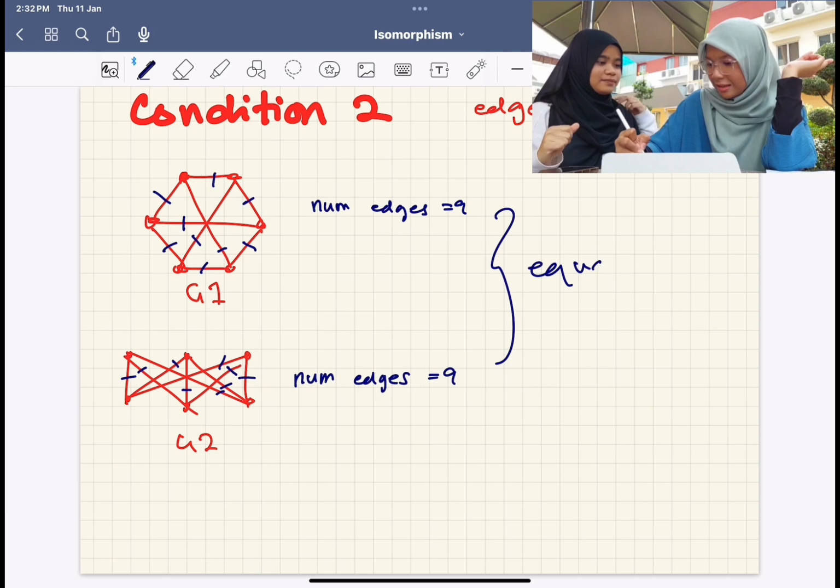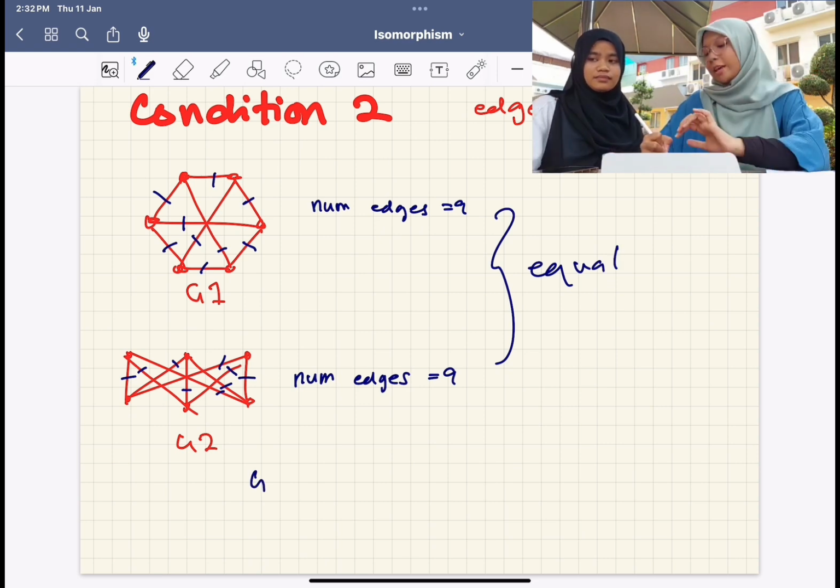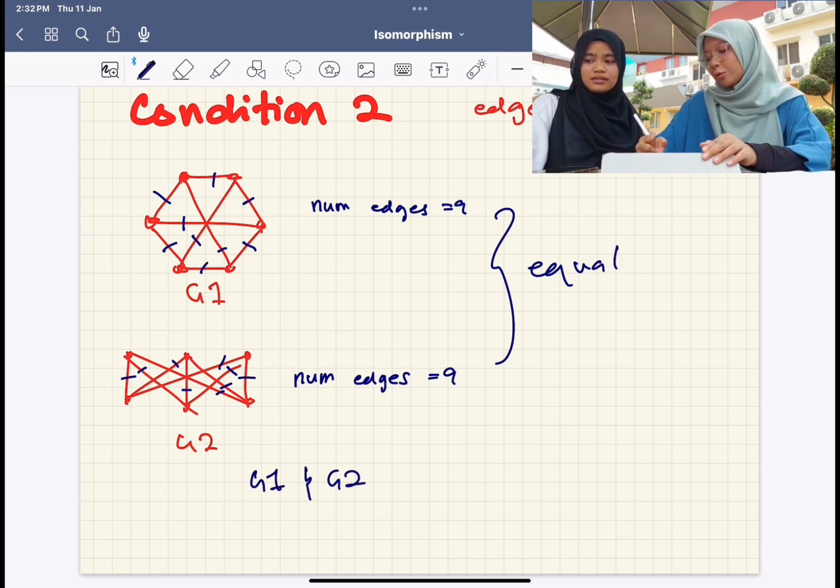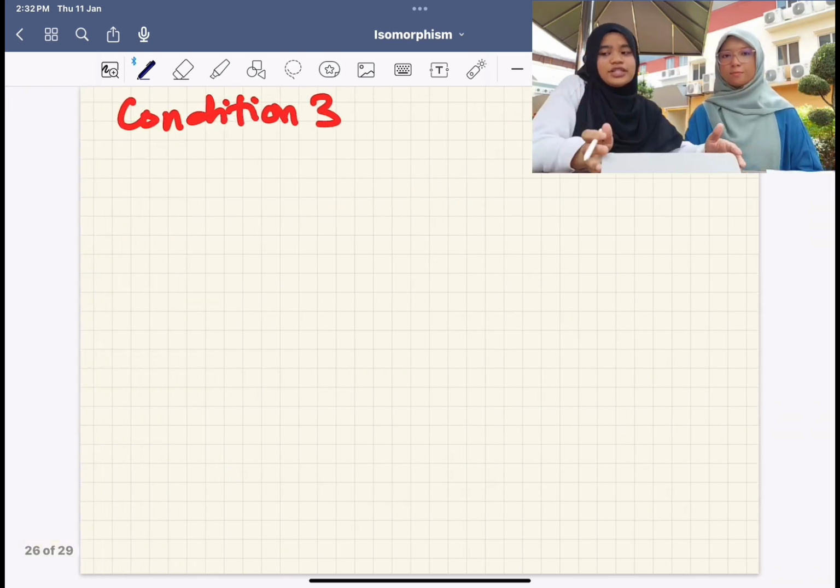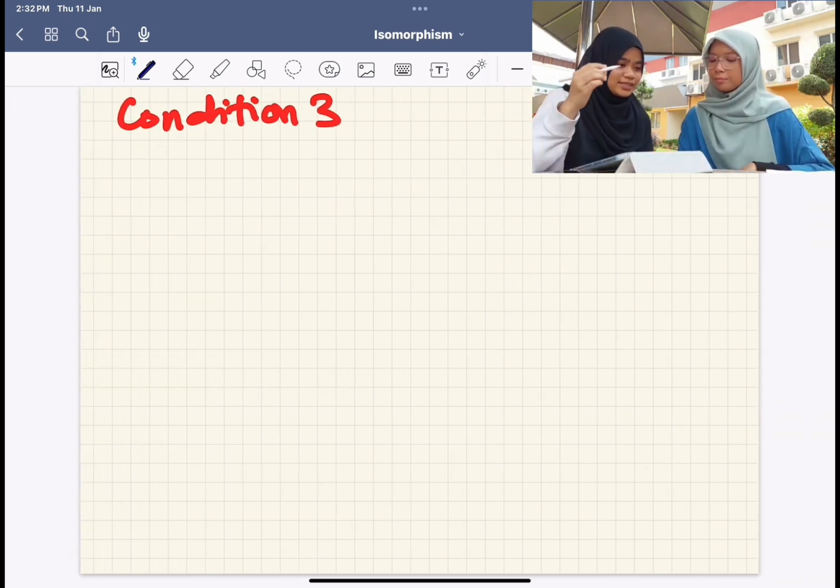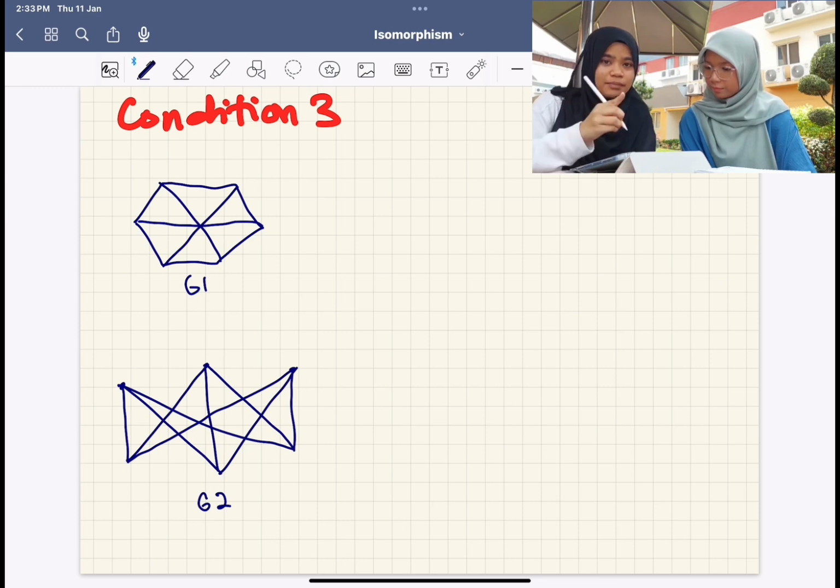So since it's equal, we can say that G1 and G2 satisfy the second condition, condition 2. For condition 3, we will check the degree sequence. Now that I have drawn them, let's count the degree sequence.